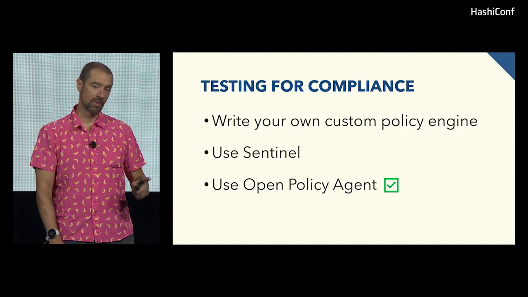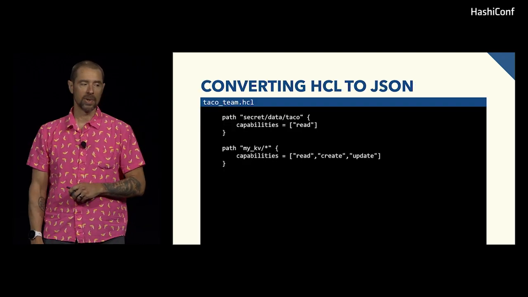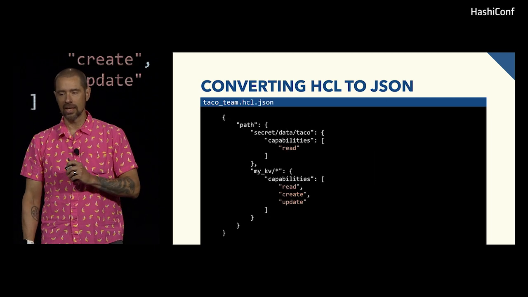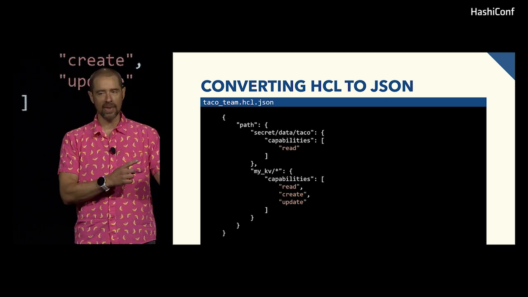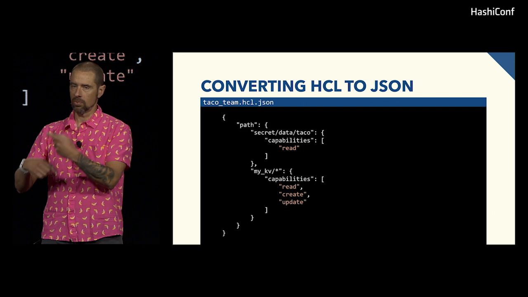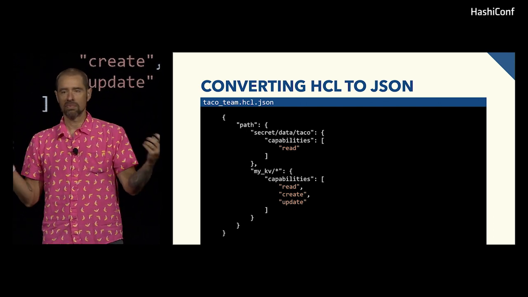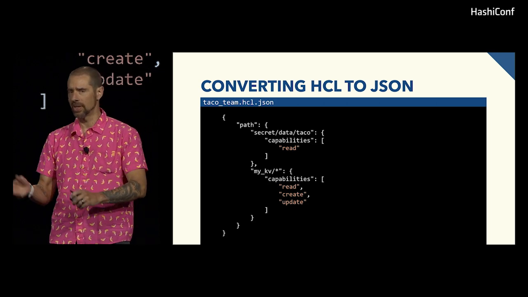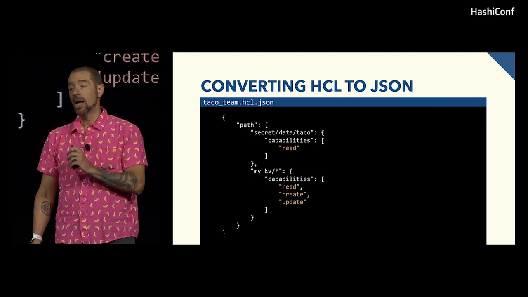And Vault policies are not written in JSON. So what you need to do is take your pretty HCL Vault policy and convert it into JSON. And once you do that, now you can feed that into OPA and run some Rego rules against it, get a result, make a determination. So I wanted to include that capability in the script that I was writing.